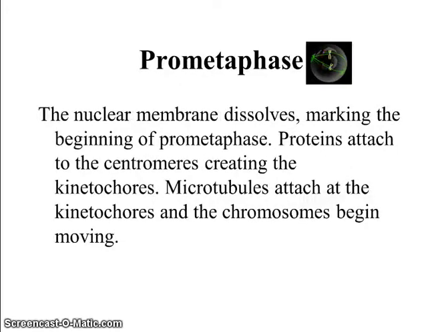Prometaphase is the point where the nucleus begins to disappear and the microtubules begin to attach to the centromeres at a structure we call a kinetochore. A kinetochore is basically a protein that's going to shorten the microtubules that are going to then draw the chromosomes to opposite ends.